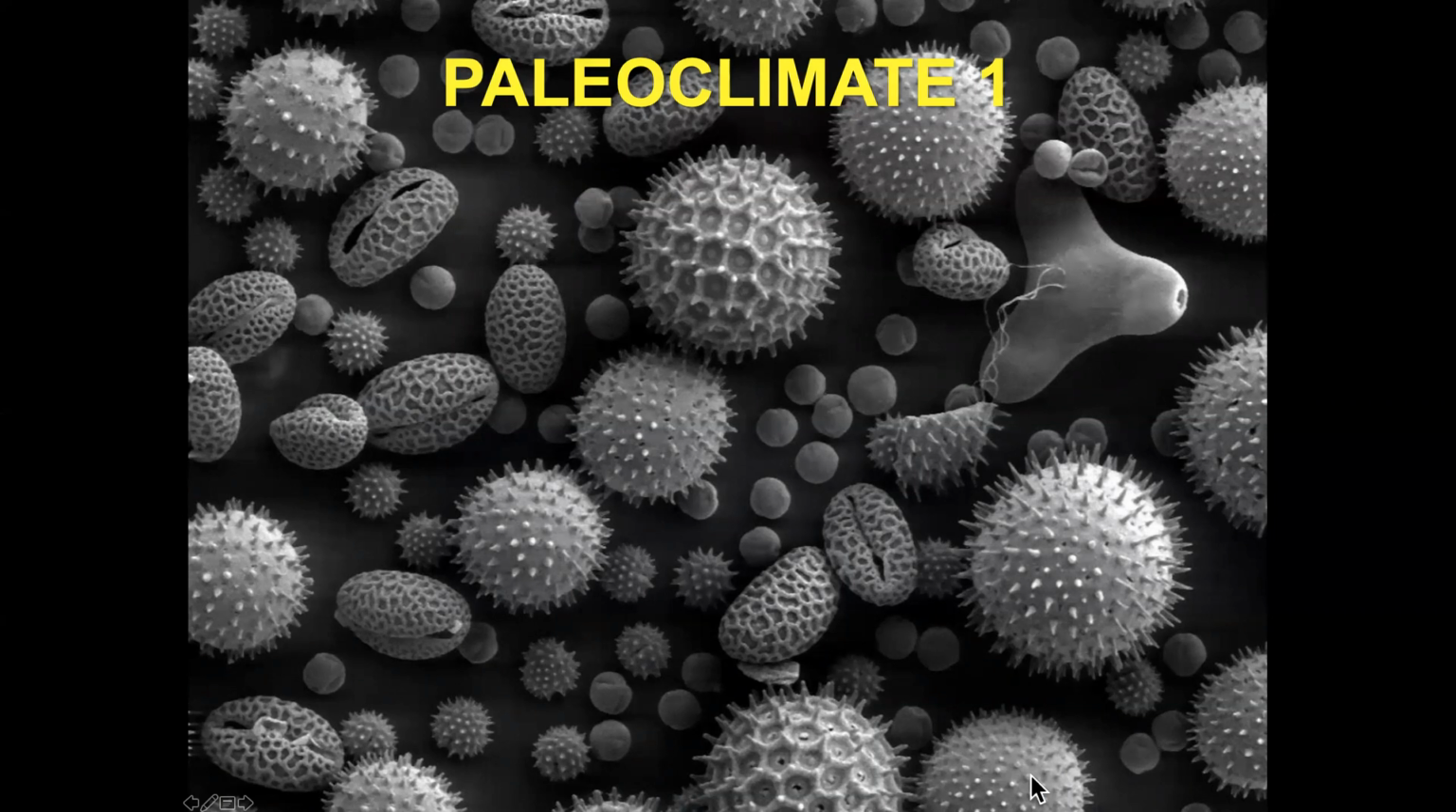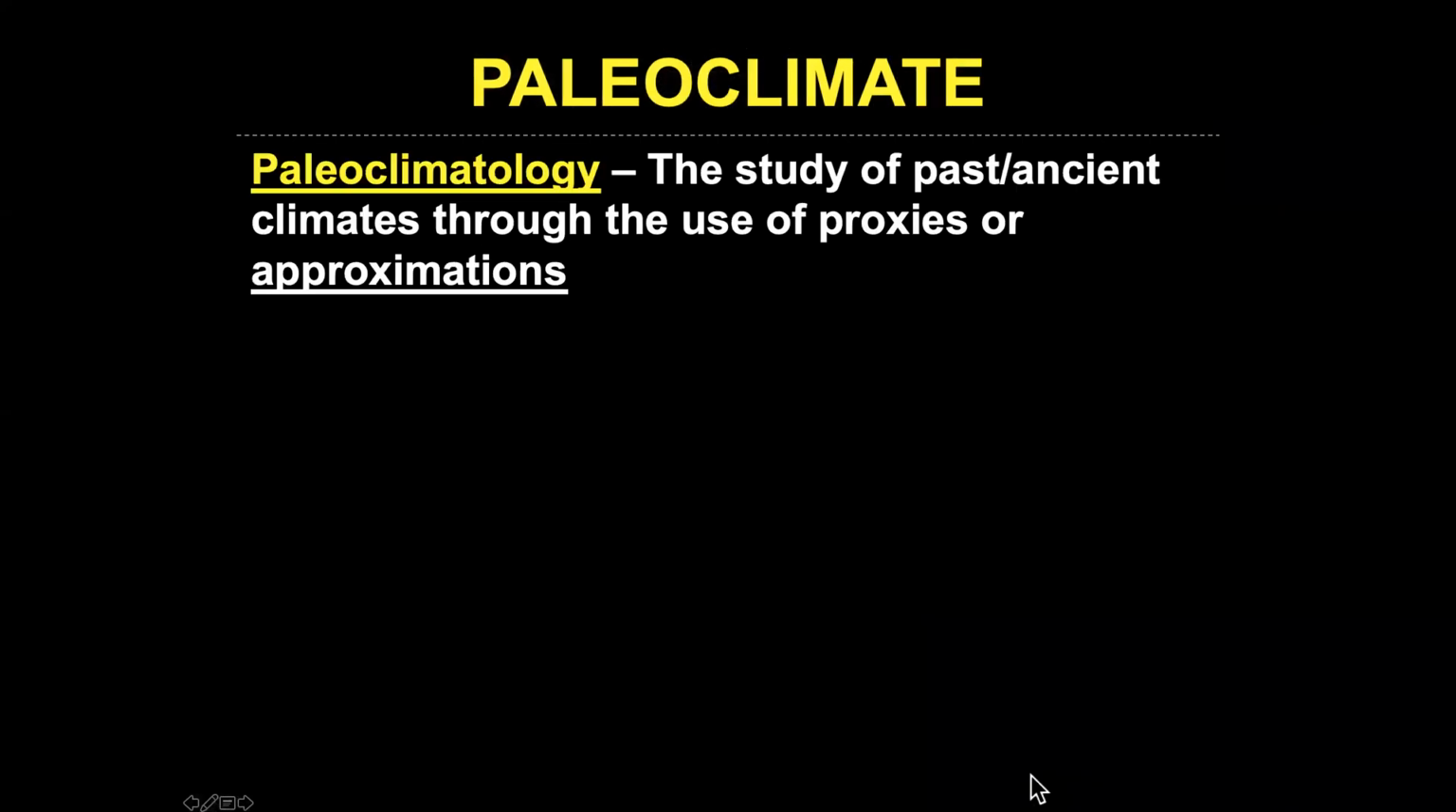And paleoclimate is important because this is how scientists reconstruct climate from the distant past. Okay, so paleoclimate is a study of the past or ancient climates by using what are called proxies. And a proxy is nothing more than an approximation, meaning you didn't have weather stations 1,000 years ago, 10,000 years ago, 500,000 years ago. So if you didn't, how do you reconstruct the climate? How can you tell that it's warmer now than it was, say, 400 years ago? How do you do that?